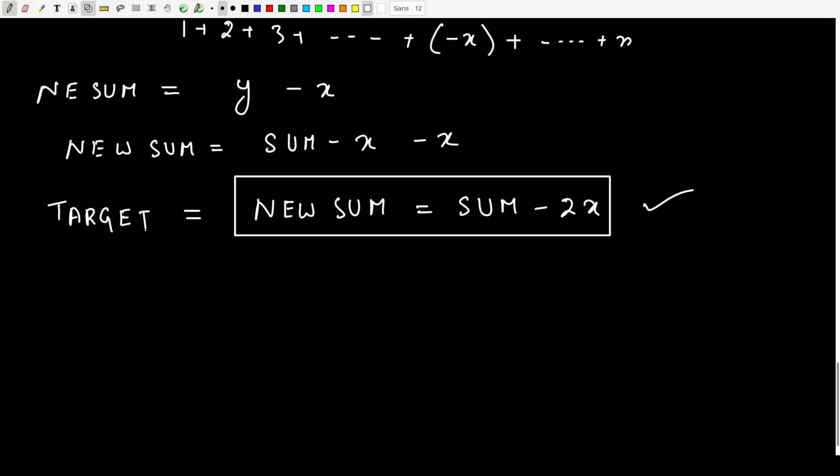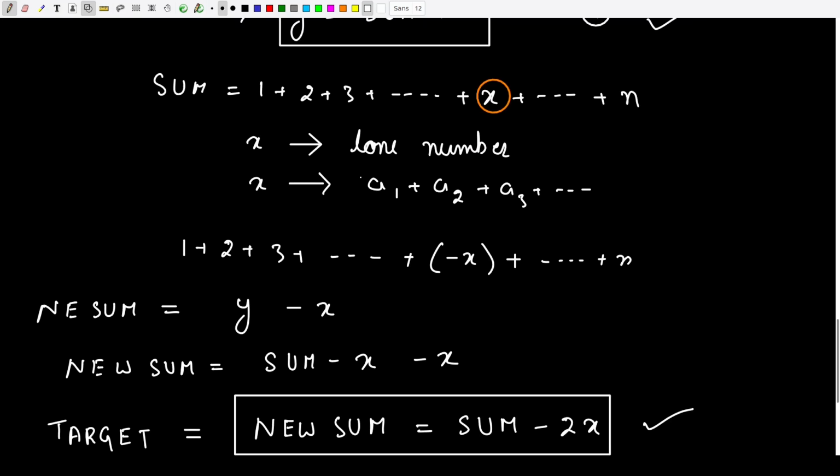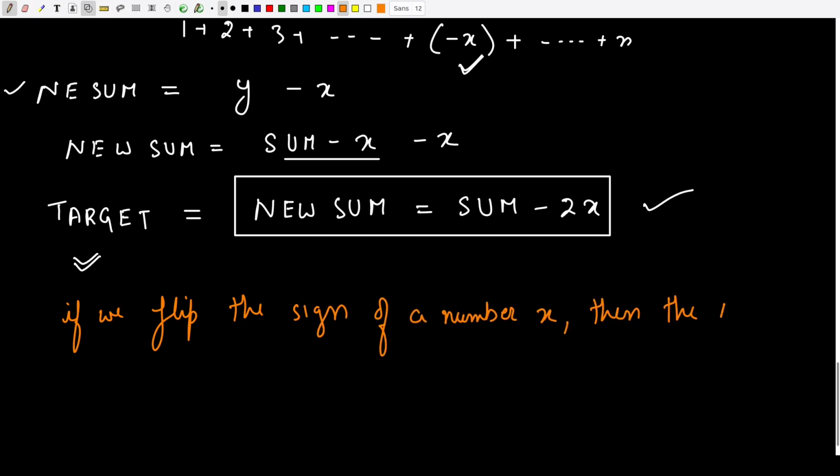So remember, over here I have flipped the sign of x, and by flipping the sign of x we were able to reach our answer. Then I computed my new sum, which is equal to y minus x, and I substituted the value of y, which is sum minus x, and that is how I got my new sum equals sum minus 2x, which is essentially our target. So the concept I was trying to explain is, if we flip the sign of a number x, then the new sum will be sum minus 2x.